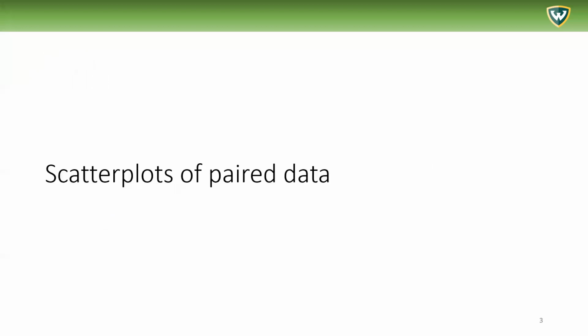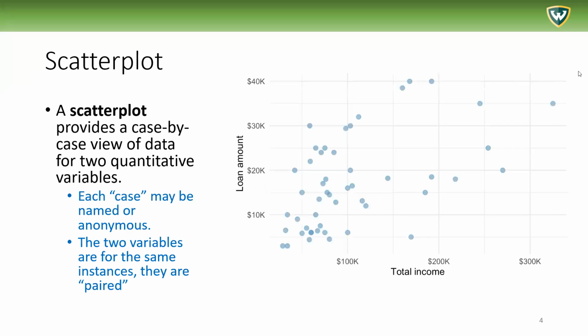Scatter plots of paired data. A scatter plot is a graph which provides a case-by-case view of data for two quantitative variables. So it is what we call a case-by-case view because it actually graphs the specific cases, the specific instances, or the specific records of the data. And it's focused on two quantitative variables. In this graph here, one is total income, and the other is loan amount.